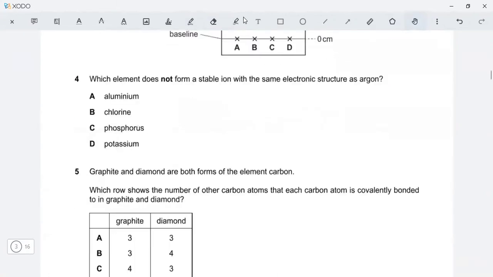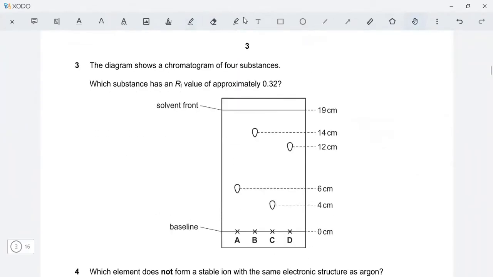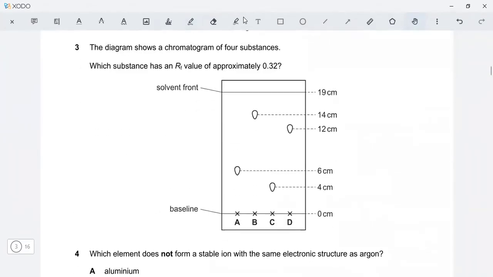Okay, let's do the next one. Next question is question number 3. Yes, it is the usual question, from chapter 2, I guess, right? Chromatography topics. The diagram shows the chromatograms of 4 substances. Which substance has an Rf value of approximately 0.32?